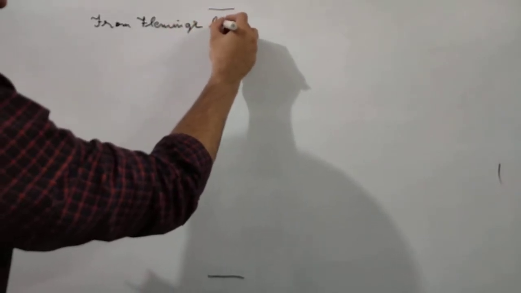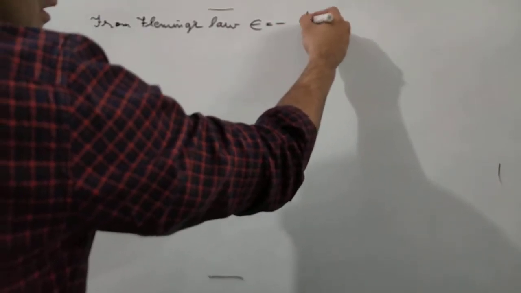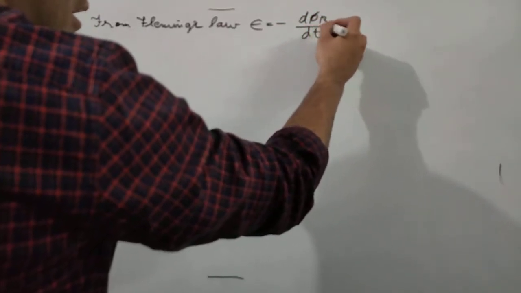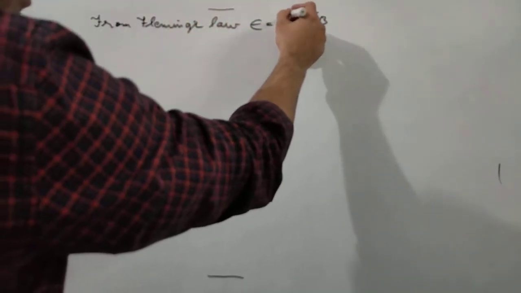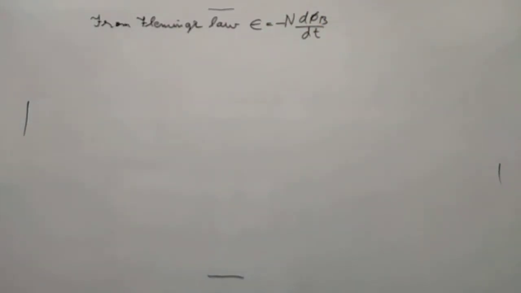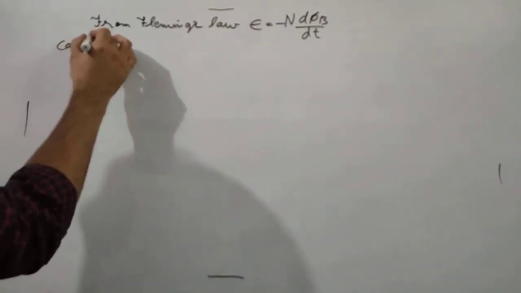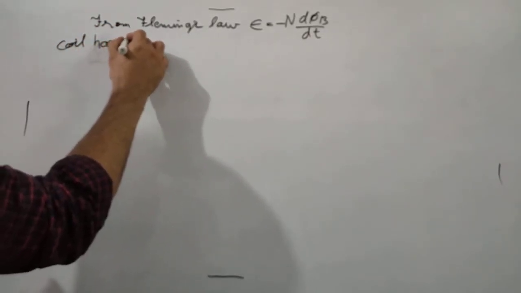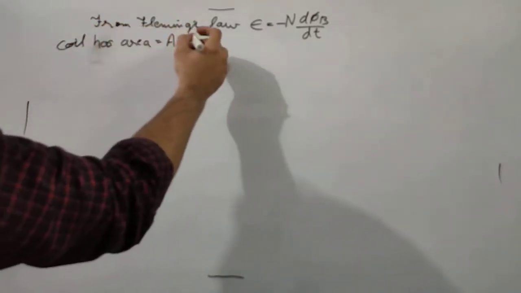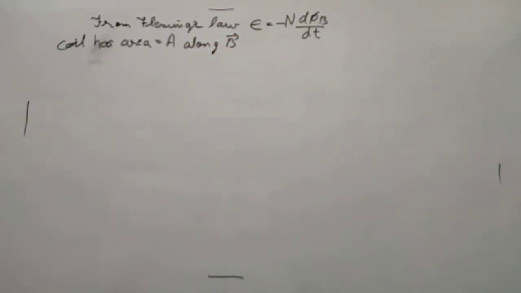From Faraday's law we know that EMF is equal to minus d phi B by dt, the negative of the rate of change of magnetic flux. And if the coil has N number of turns, then we can write N. Now suppose the coil also has an area, let us say the coil has area A, and this area is along the direction of B. It is along the direction of the magnetic field.